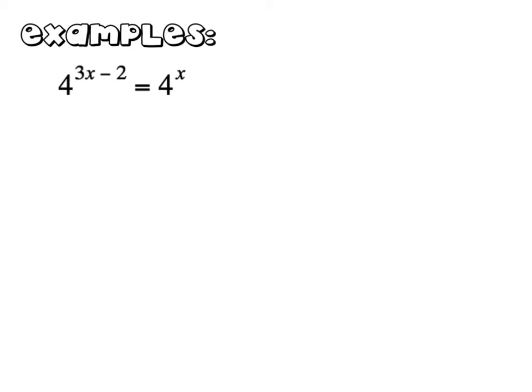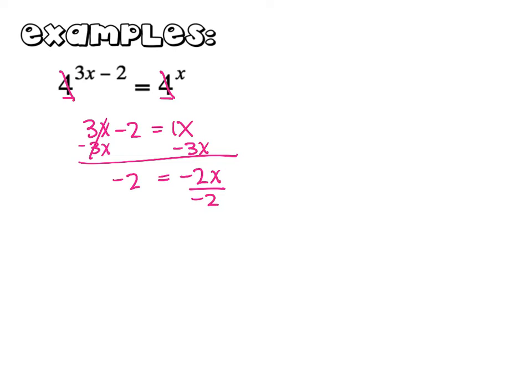If we take a look at a couple examples, a lot of these types of problems are already going to be written where the base is the same on both sides. If the base is the same, that means the exponents have to be the same. So I know that 3x minus 2 has to equal x, right? Again, I can ignore or cancel them out if that helps me picture it better, but I know that those exponents have to be the same. So then if I subtract 3x from both sides, I get that negative 2 is negative 2x, and when I divide by negative 2, that means that x is 1.